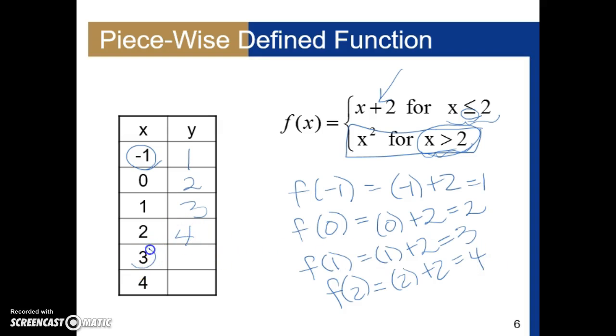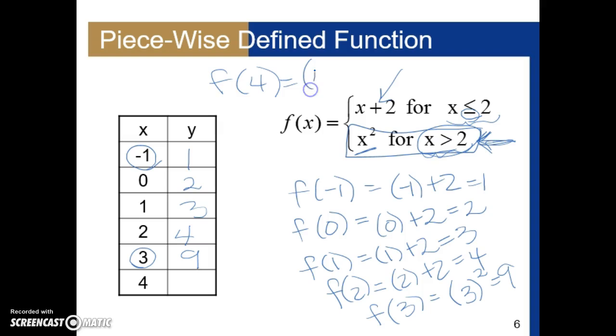But now I am at a domain value that is in this part of the domain. So now when I find f of 3, I have to pick up this operation because this is defining what's happening there. So the output here is 9. And when x is 4 as well, I'm still in this part of the domain. So f of 4 is going to look like 4 squared, or 16. So when we're looking at a piecewise defined function, this is important information. It's as important as the definition of the function rule.